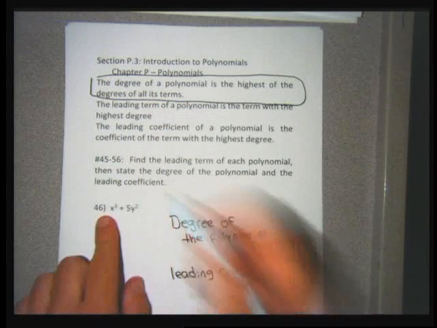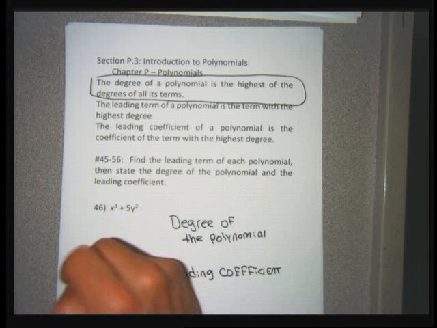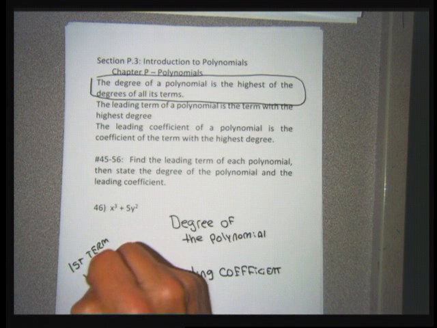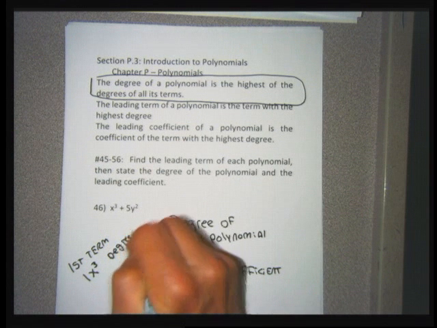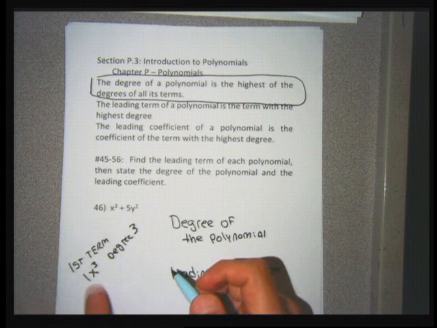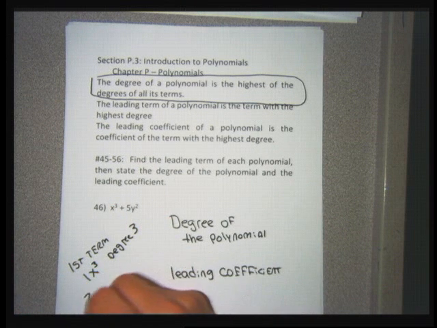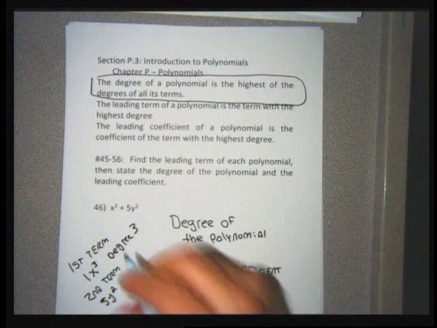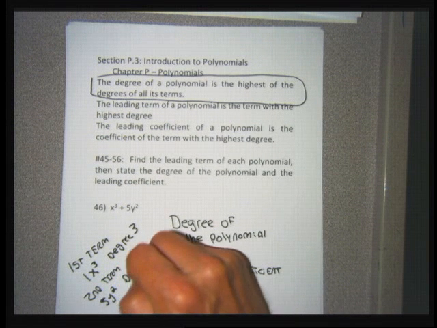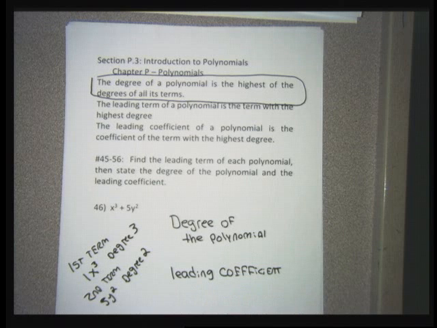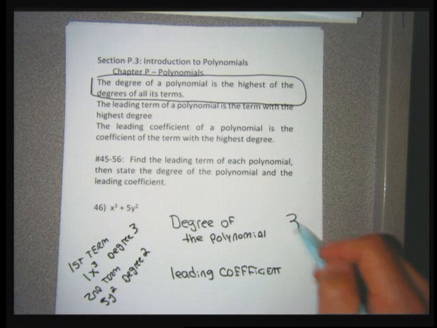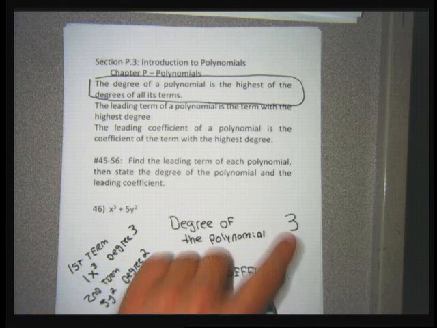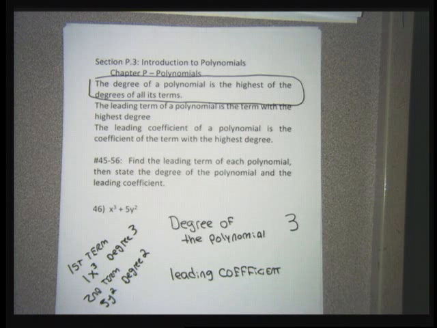So when I look at this polynomial in 46, there's 2 terms. The first term, I'll say it's 1x cubed, has a degree of 3 because it only has 1 letter. The degree is going to be its exponent. The second term, the 5y squared, has a degree of 2 because its exponent is 2 and it only has 1 letter. The degree of the polynomial is the degree of the highest term. So there's 2 terms. One term has a degree of 3, the other has a degree of 2. The degree of the polynomial is the degree of the highest term.